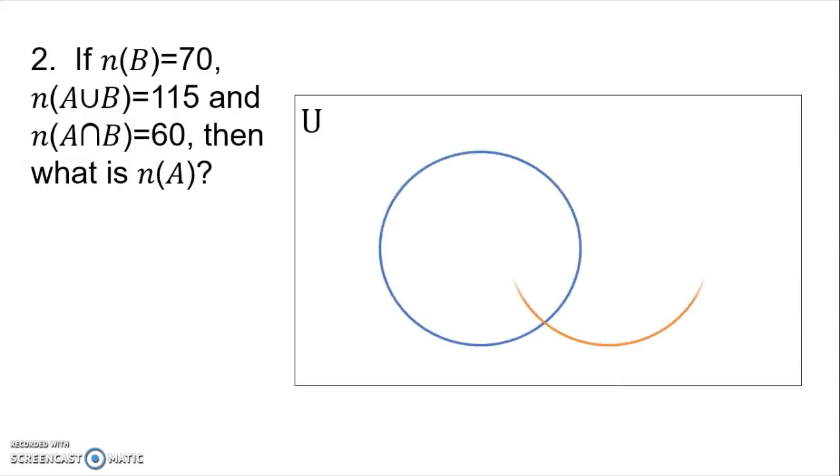Ayan, U. And then we have two sets. Say, yung blue, I-call set A pa din. And then the orange circle would be for set B. So again, unahin natin isulat yung sa intersection nila na 60. So they have 60 common elements. So you can write that first.